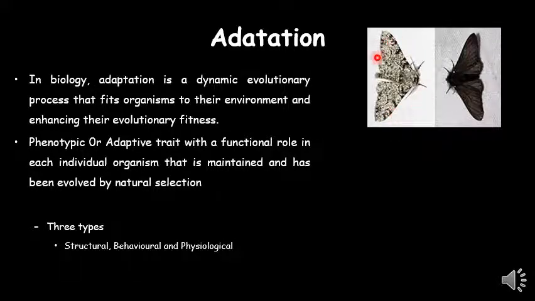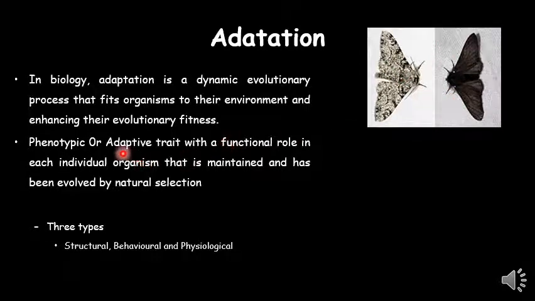Say for example, with this moth, over time, what happened? This light colored moth in Western countries, after the industrial revolution, started forming a dark color pigmentation on their body. So this kind of adaptation is known as phenotypic. This happens due to genetic mutation and it also takes a long time. So this kind of change takes place due to natural selection, and I'll explain why it has changed color in our live class.